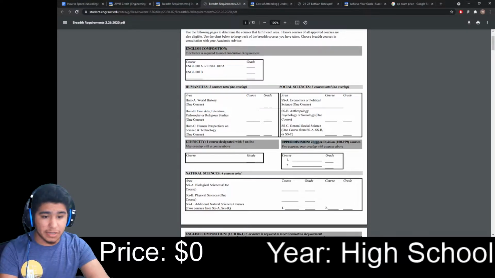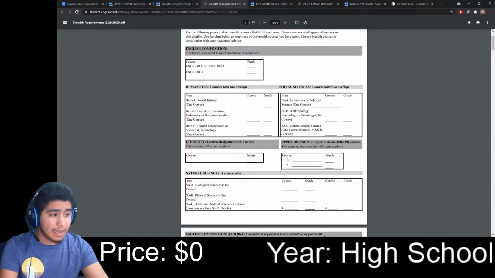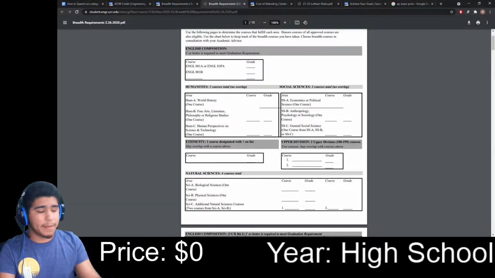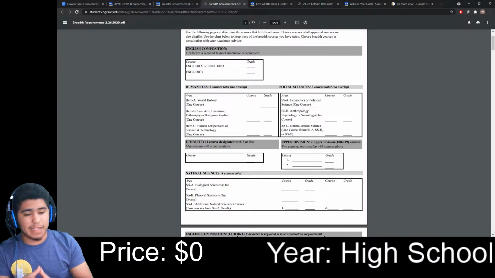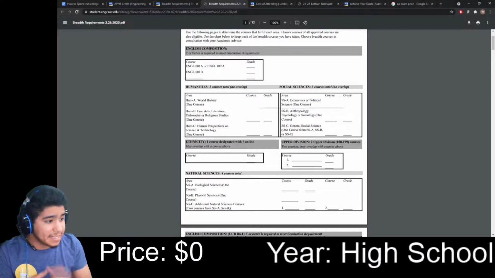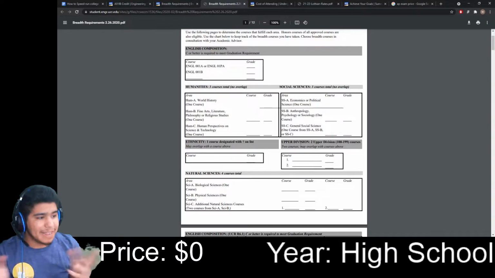In addition, you can also take upper division. So any 2 of, it can be Hum A, Hum C, it doesn't matter. They can also be, if they're upper division, for those of you that don't know, basically means that you have to be a junior or senior to take it. It's usually not like in the beginning of your major that you take this.